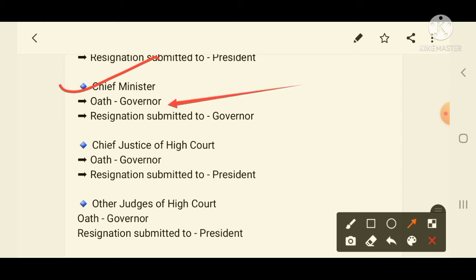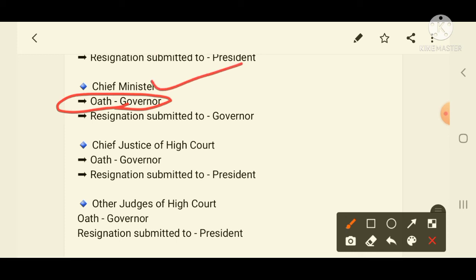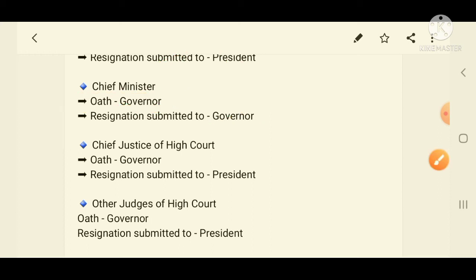Please comment in the comment section who is the Governor of Bihar. If you know the answer, you can comment your answers in the comment section. Chief Minister is Nitish Kumar and he is given oath by the Governor, and if suppose the Chief Minister wants to resign, then he has to submit his resignation letter to the Governor only. So in case of Chief Minister, oath and resignation both are to the Governor of the same state.